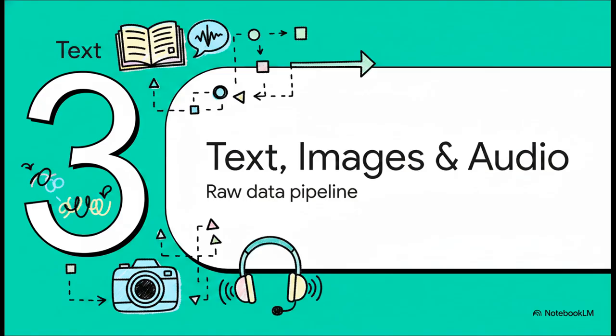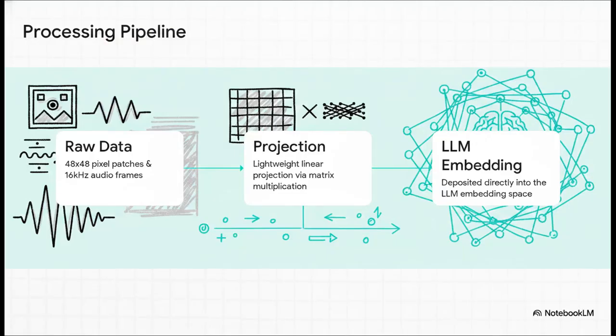Let's look at Section 3, processing text, images, and audio. So how does this pipeline actually work in practice? Well, step 1, the model takes raw 48 by 48 pixel patches for vision and raw 16 kilohertz audio signals that are sliced into 40 millisecond frames.